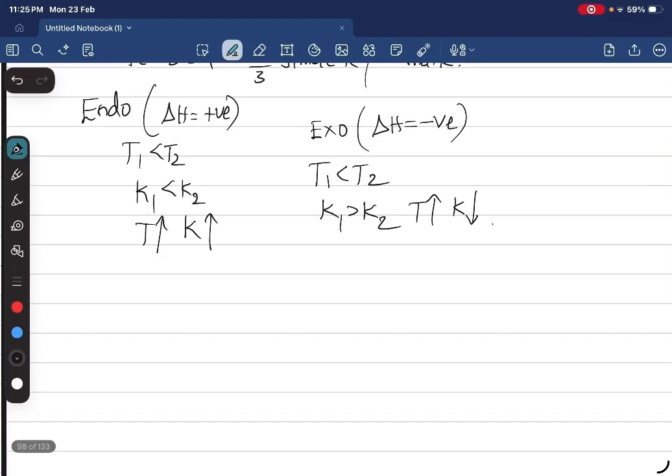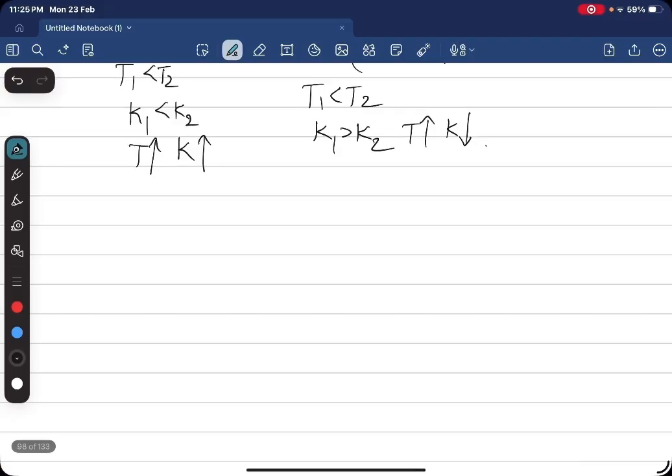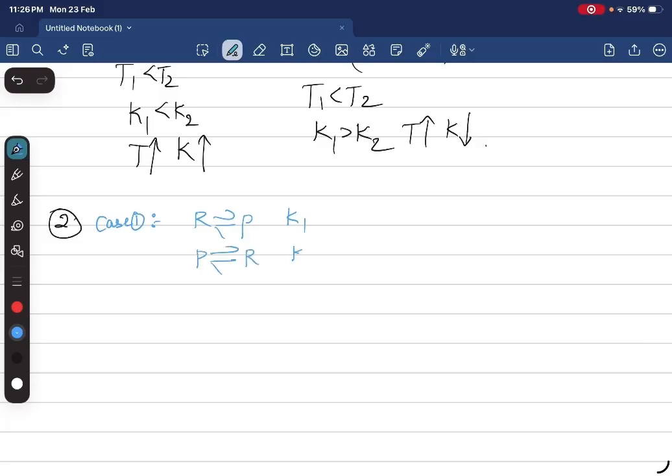So stoichiometry is more important here. Most of the times questions are asked here. So different cases we can write. Case 1. Reactants converted into products. Let us take this as K1, and if products are converted back to reactants, that is K2. So what can be the relation between K1 and K2? K2 equals 1 by K1. Why? Because K is nothing but products by reactants, just the reverse of that, or inverse or reciprocal of it.